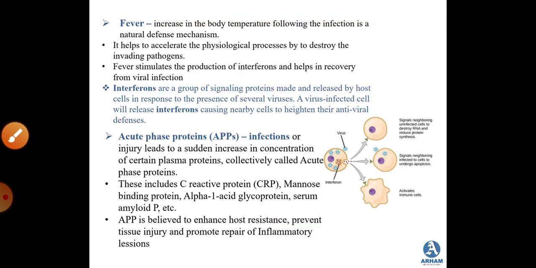Next, let us see the next barrier, that is fever. Yes, fever is also a kind of innate barrier. Fever, as we all know, increases the body temperature following infection as a natural defense mechanism. It helps to accelerate the physiological processes by destroying the invading pathogen.